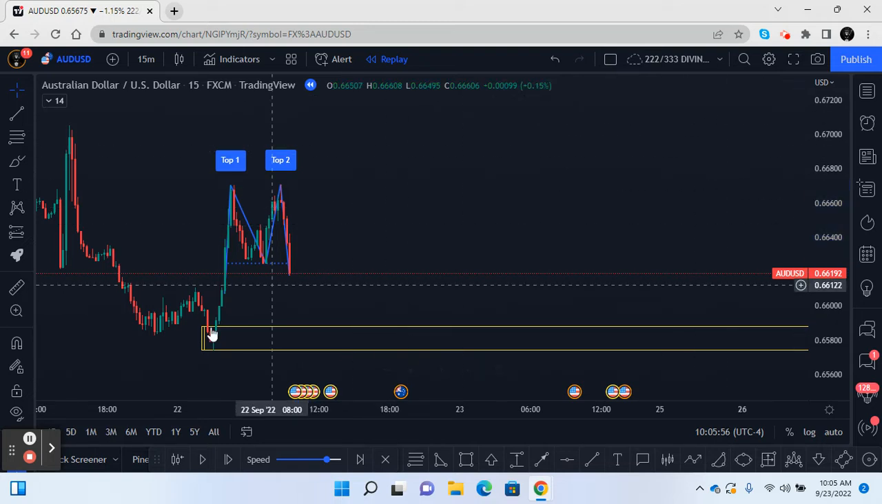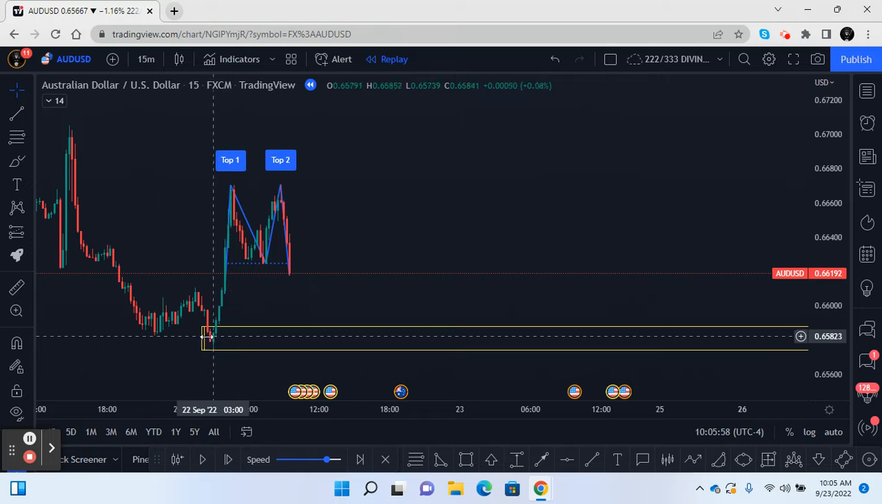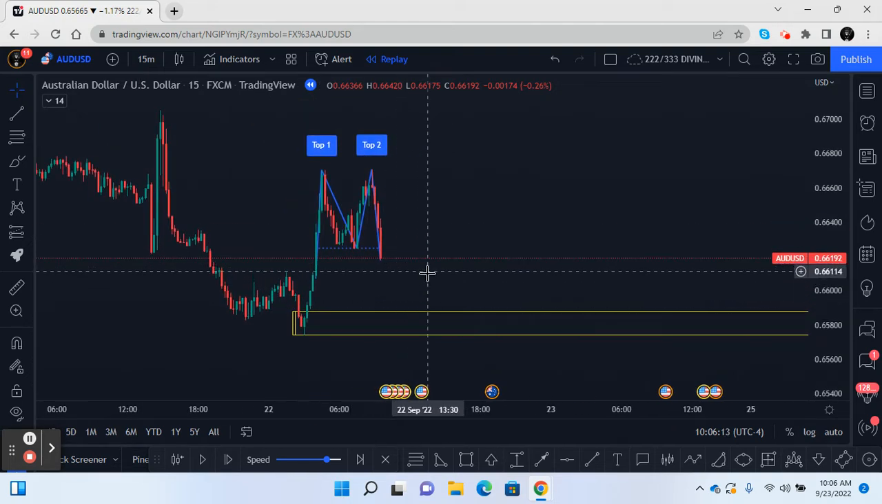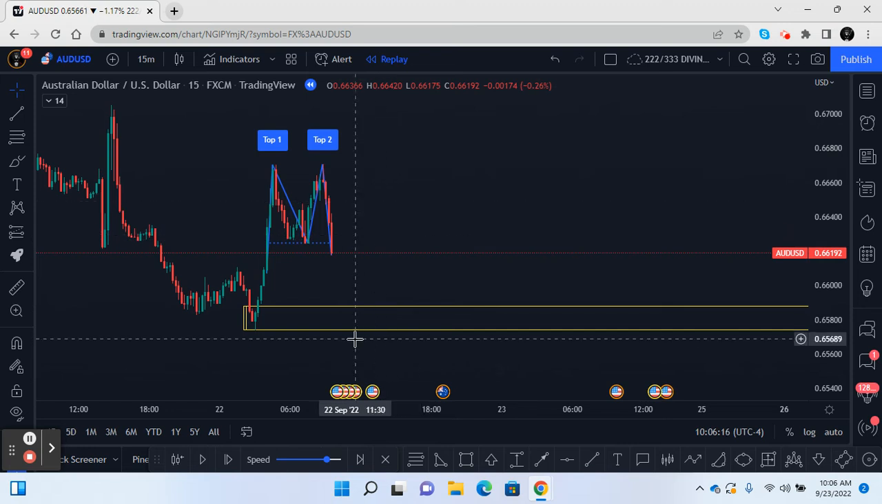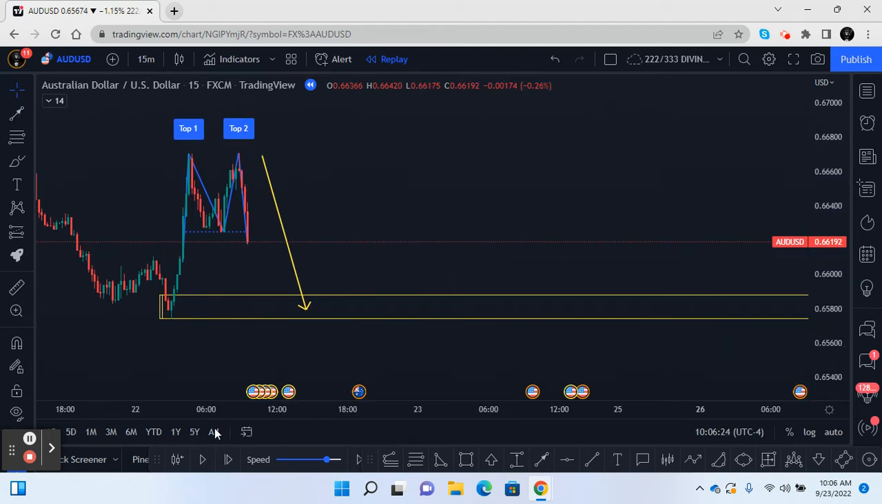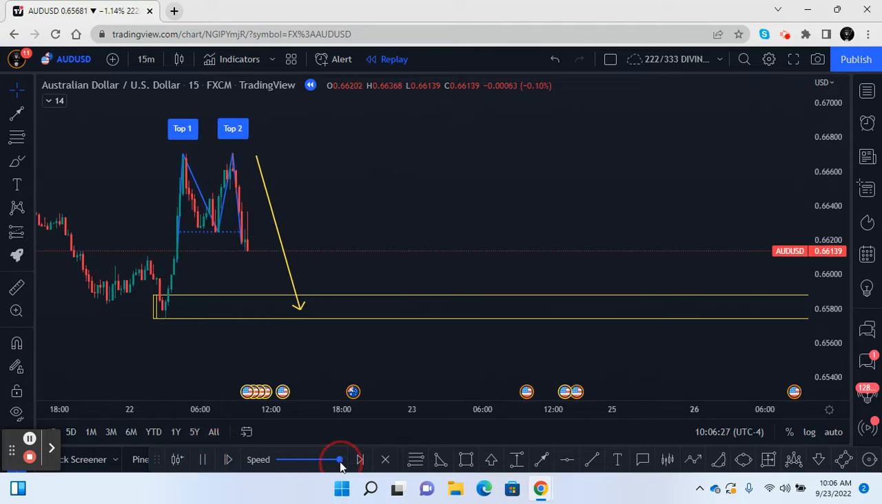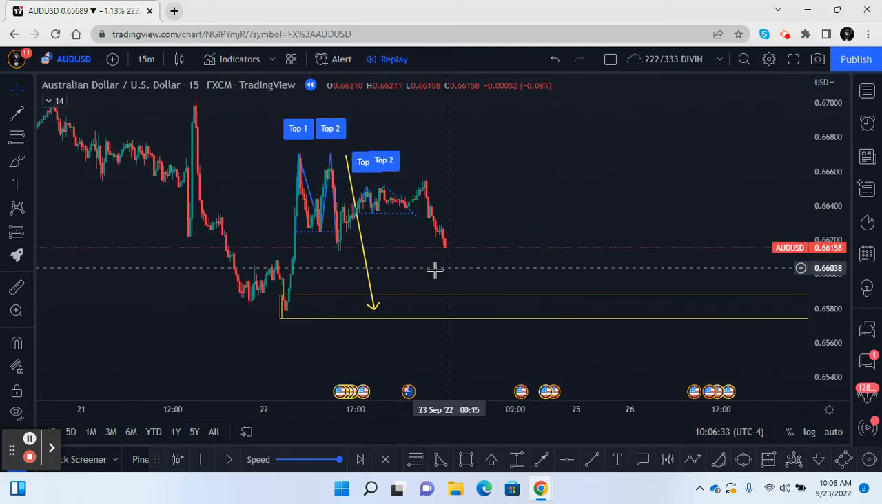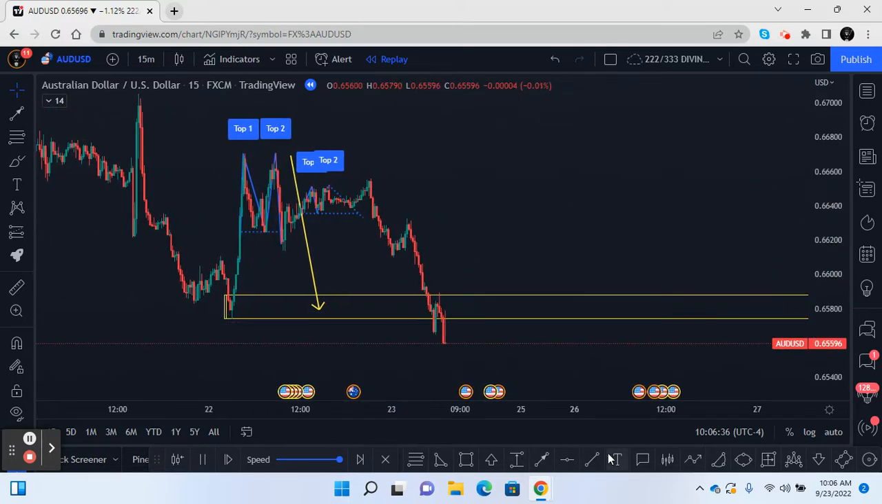Why? Because this was a demand zone where price broke out of this particular zone down here to give us a strong movement. So what are we looking for? We're looking for price to eventually come back down to this area. And that is exactly what we got when we measured to get our targets to the downside. We also got a second double top that occurred.